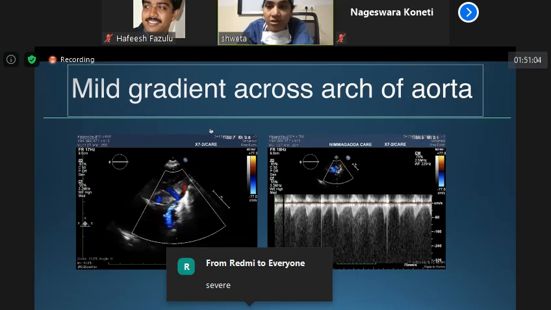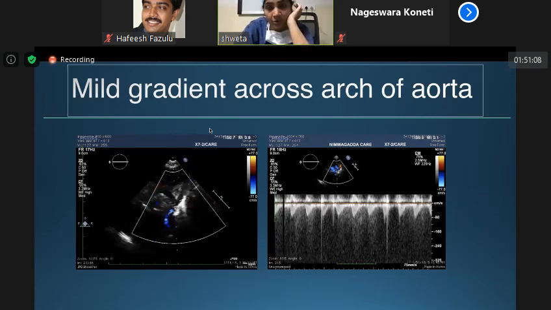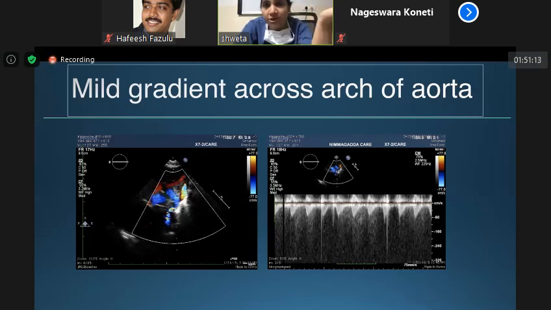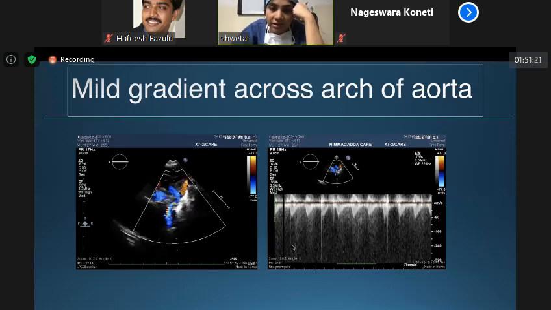So this should be considered as severe coarctation of aorta, as Kalyan is pointing out, because there is severe ventricular dysfunction. Because of reduced ventricular function, the forward flow across the arch is reduced. And whenever you find a diastolic tailing, as you can see here across the arch, that suggests that the coarctation is very significant.